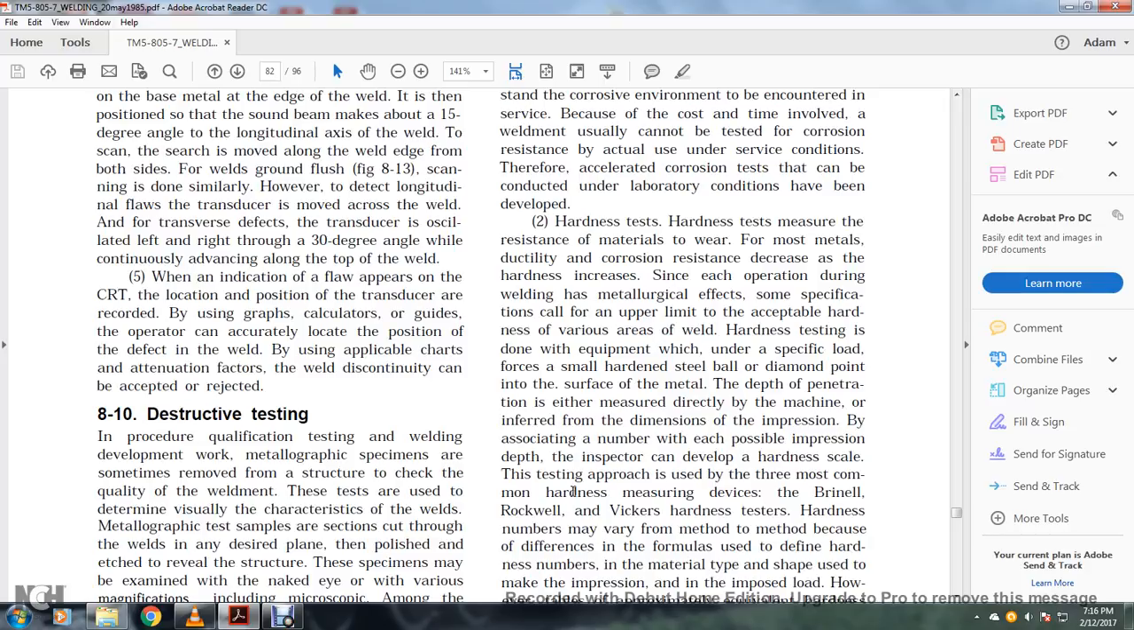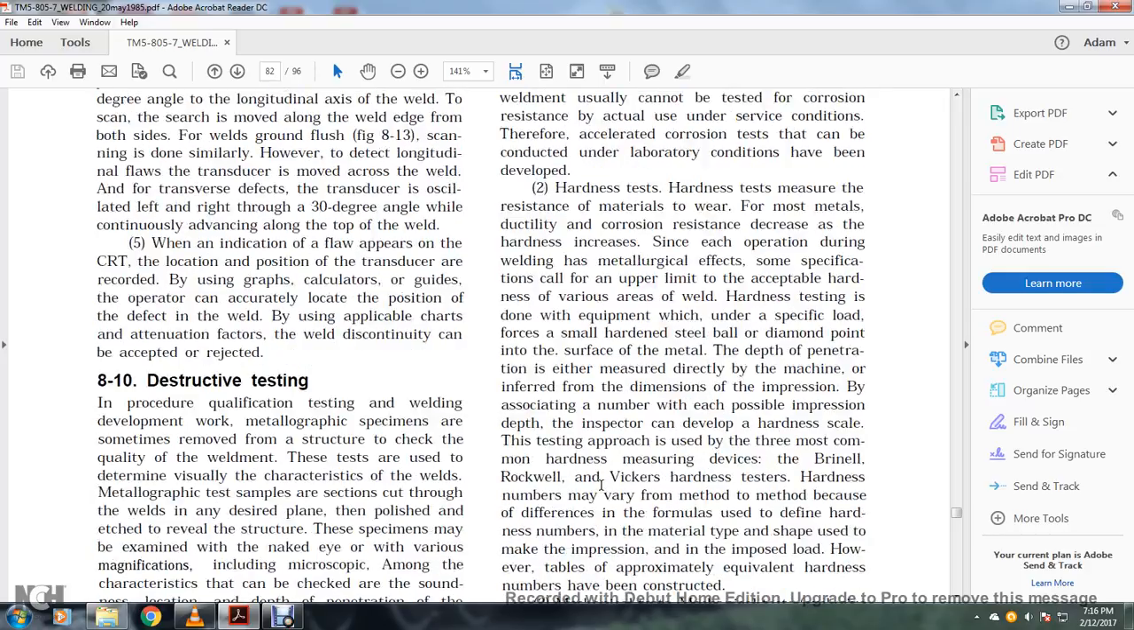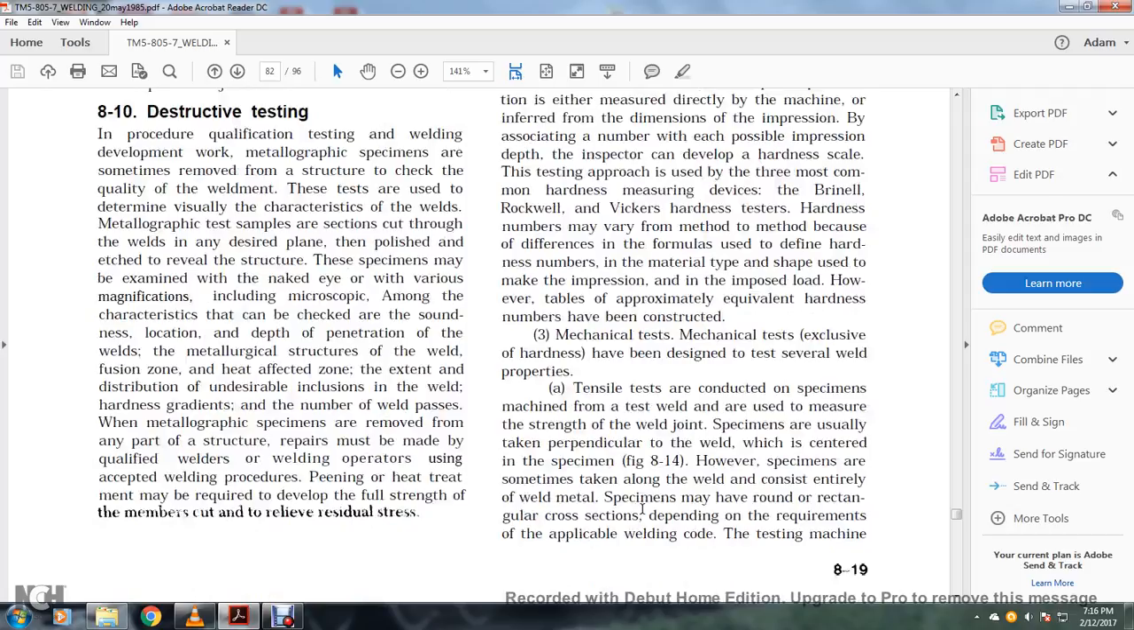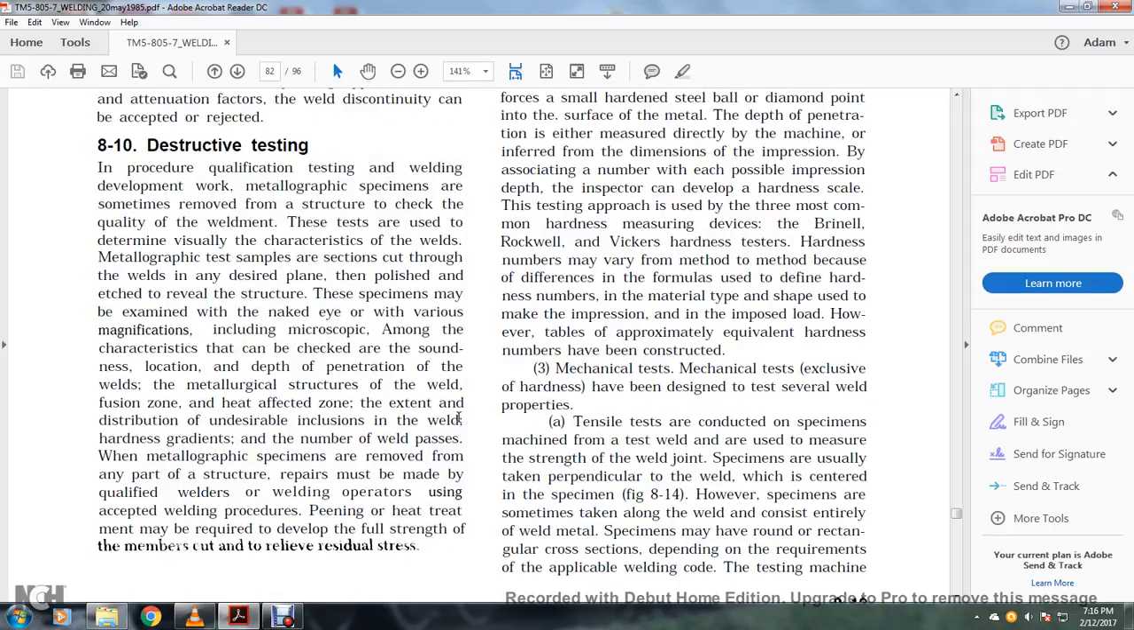The three most common hardness measuring devices are the Brinell, Rockwell, and Vickers hardness testers. The hardness numbers may vary from method to method because of differences in the formulas used to define the hardness numbers, the material type, and the shape used to make the impression and the load imposed. However, tables of approximately equivalent hardness numbers have been constructed. Mechanical tests, exclusive of hardness, have been designed to test several weld properties.